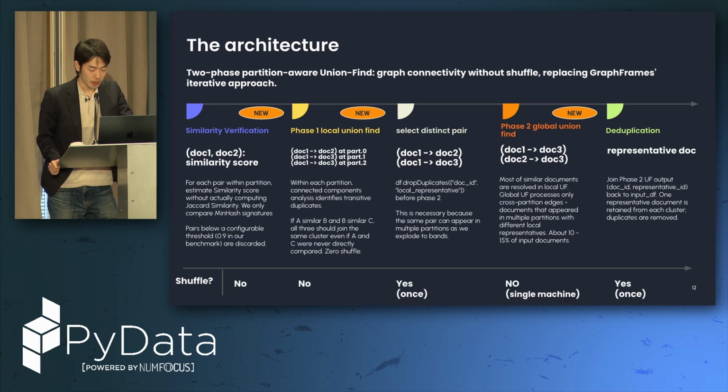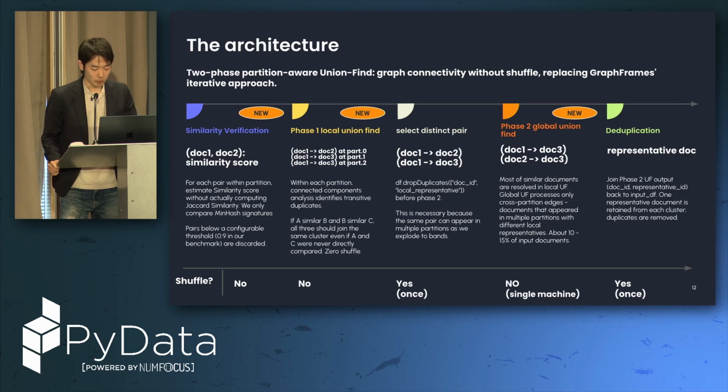Now, before we run the global union find, we're going to do a select distinct pair so that we can drop some dupes. Basically, we just run df.dropDuplicates on the document ID and parent ID before the global union find. This is necessary because the same pair can appear in multiple partitions. As I mentioned earlier, we're going to split 64 MinHash into 8 different bands, so the same document can appear in different partition IDs. So this is basically to drop duplicates before the last step.